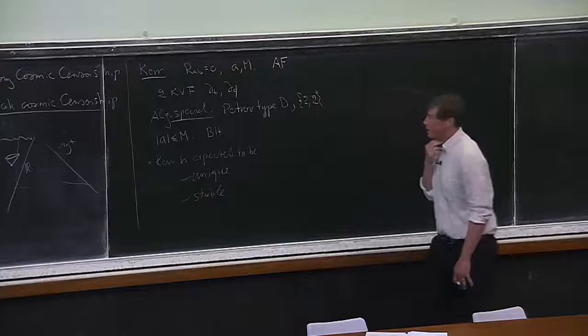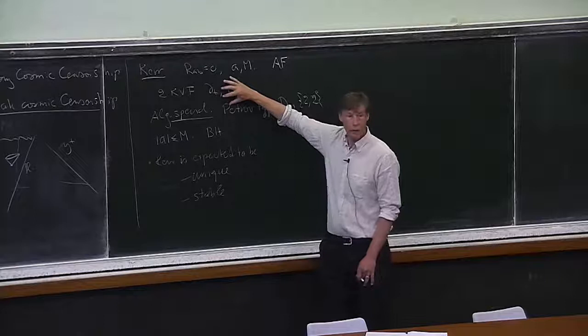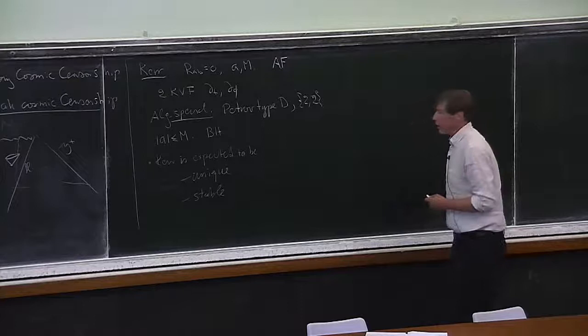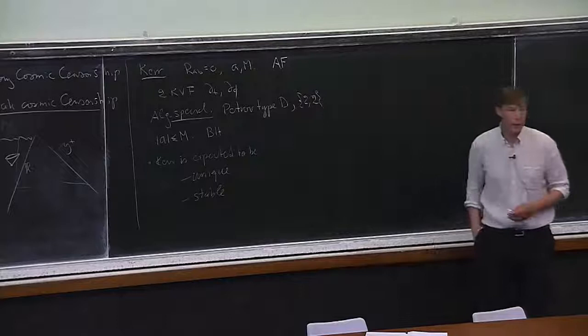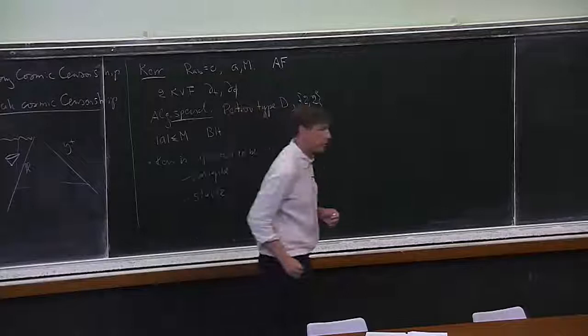So this only assumes the d by dt stationarity and not the axial symmetry. That should be a consequence of the uniqueness theorem. And it's also expected to be stable, which means that if we take some Cauchy data, which is close in some suitable sense to Kerr data, the asymptotic evolution of that data should contain some Kerr black hole.